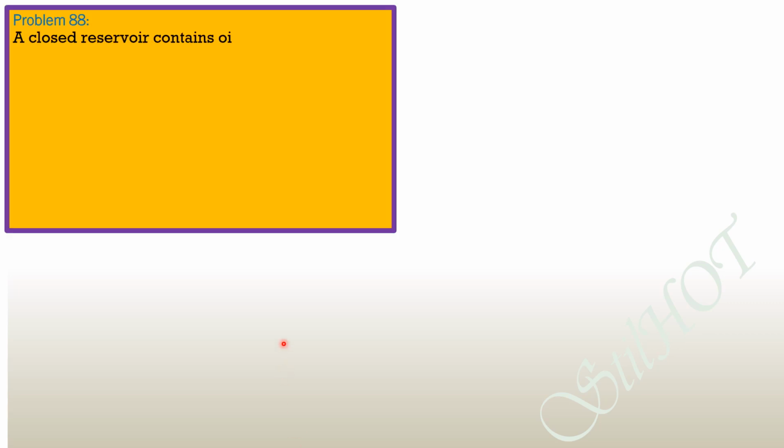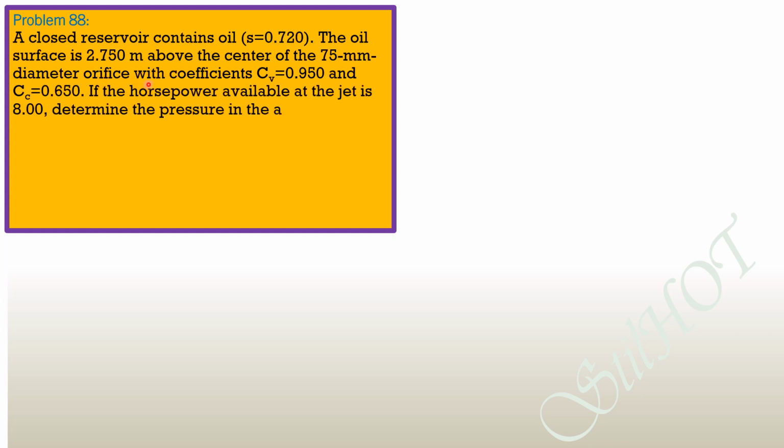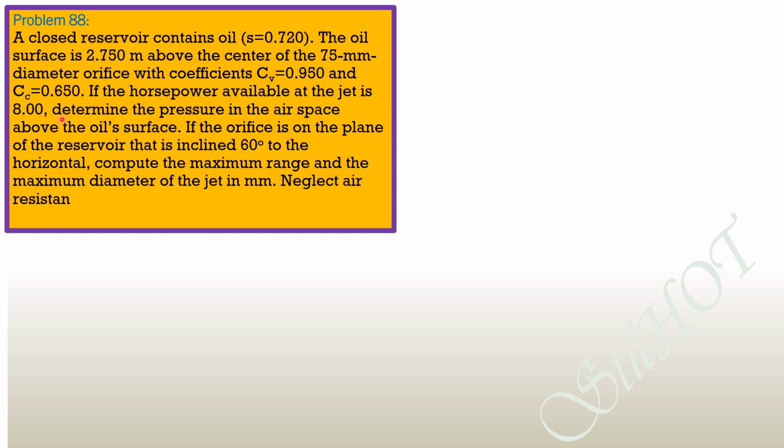Problem 88. A closed reservoir contains oil of specific gravity 0.72. The oil surface is 2.75 meters above the center of the 75 millimeter diameter orifice with coefficients C sub V equals 0.95 and C sub C equals 0.65. If the horsepower available at the jet is 0.8, determine the pressure in the airspace above the oil surface.